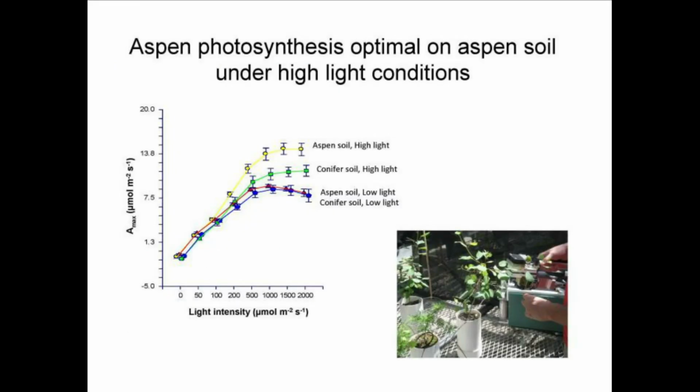And here are light response curves. So this is photosynthesis with increasing light intensity as a function of light environment and soil conditions. And this is just for aspen. And what you see is that under low light environments, under the shade boxes, aspen photosynthesis is not influenced by soil type. But when you get out in a condition with greater light intensity, the aspen much prefers being on self soil as opposed to conifer-influenced soil. So your rates of photosynthesis are much higher under a high light environment on aspen soil.